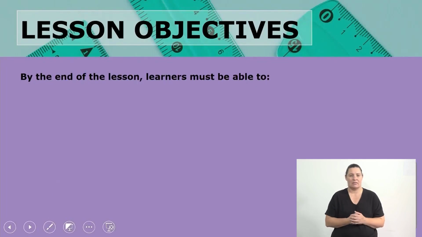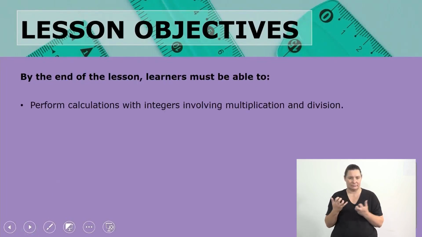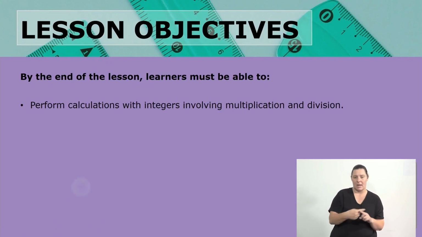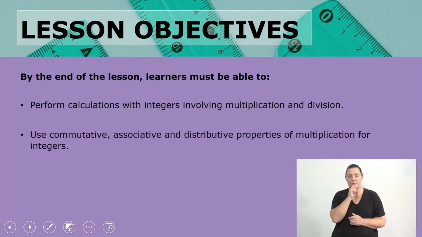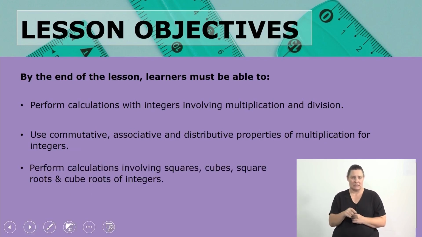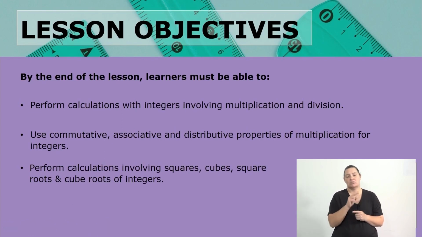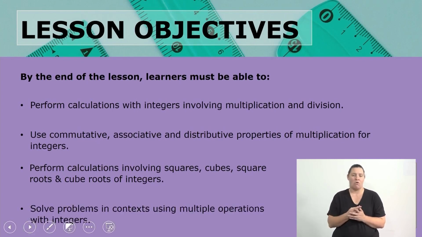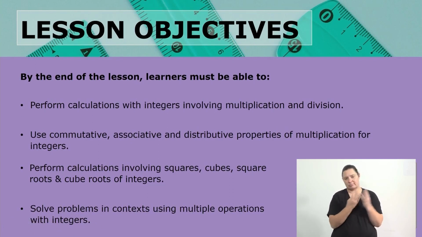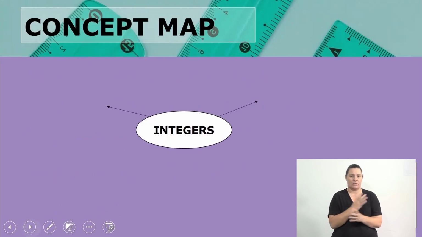So, by the end of this lesson, you must be able to perform calculations with integers involving multiplication and division, use commutative, associative, and distributive properties of multiplication for integers, perform calculations involving squares, cubes, square roots, and cube roots of integers. And lastly, solve problems in contexts using multiple operations with integers.